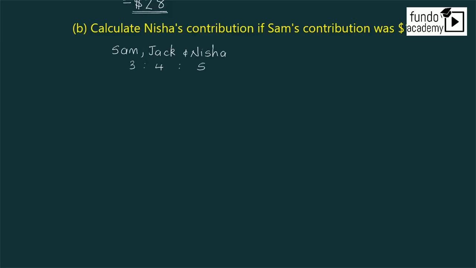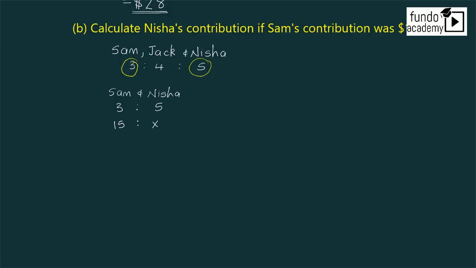Here we're concerned with only 2 guys, that's Sam and Nisha. For Sam it's 3 parts, and Nisha it's 5 parts, so we have 3 to 5. So if Sam contributes 3 parts, Nisha contributes 5 parts. What about if Sam contributes 15 parts? How much will Nisha contribute? That's what we were looking for. So we say Nisha will contribute X parts.